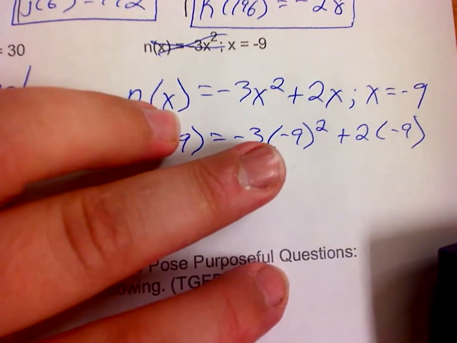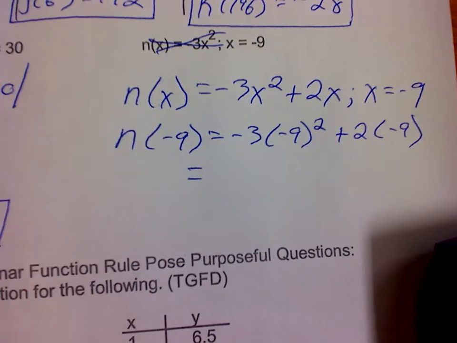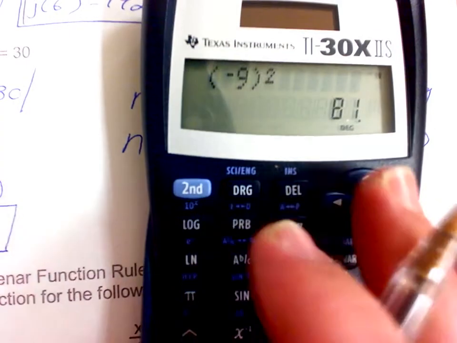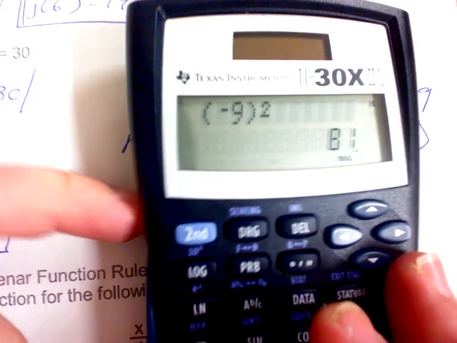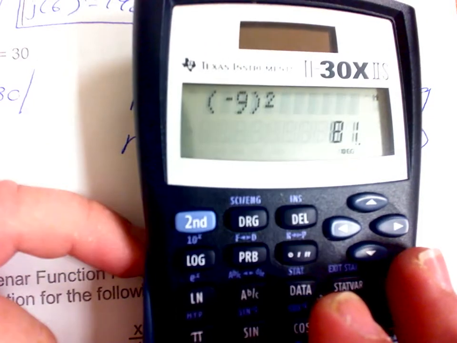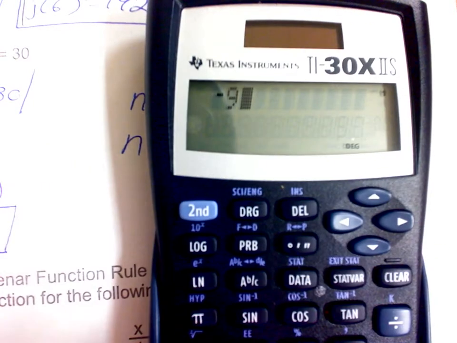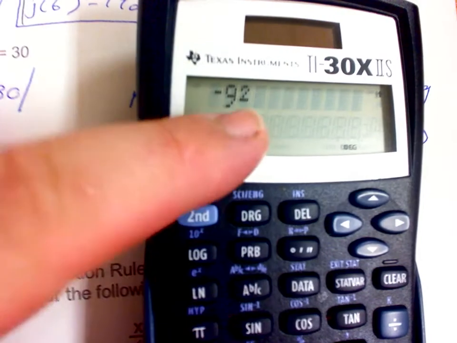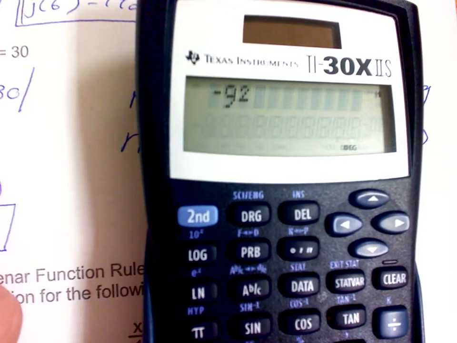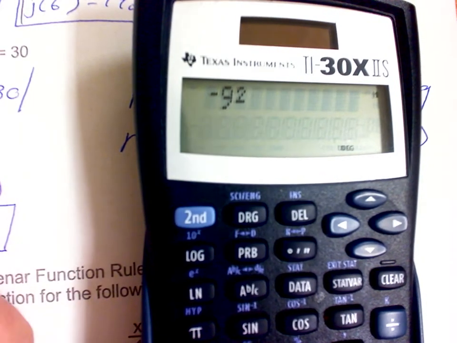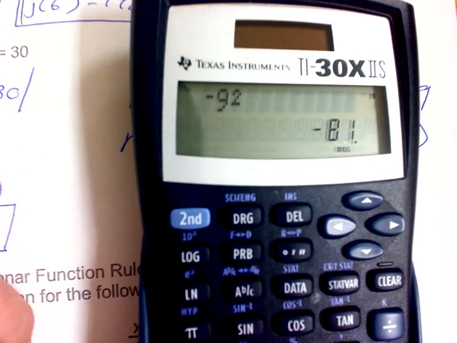Now I do want to bring up something important here. We notice that we have negative 9 in parentheses and it's being squared. It is best to put it into the calculator like it's shown, with parentheses, because if I were to simply do negative 9 squared, that square is only going to get applied to the number rather than the sign and the number. That's why it gives us a negative 81 for this.